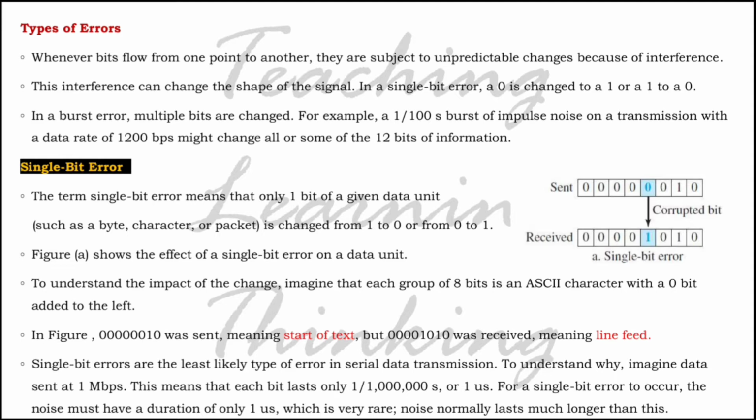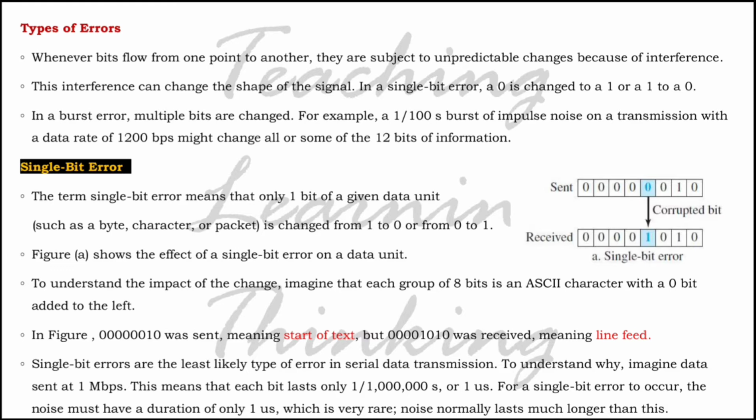Figure A shows the effect of a single bit error on a data unit. To understand the impact of the change, imagine that each group of 8 bits is an ASCII character with a 0 bit added to the left. In the figure, 00000010 was sent, meaning start of text, but 00001010 was received, meaning line feed.